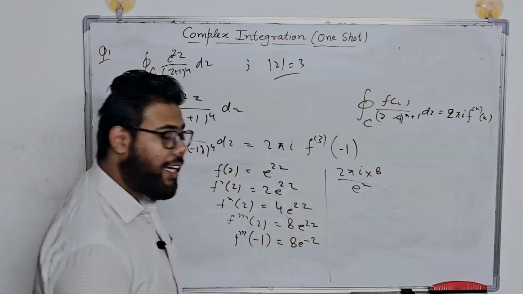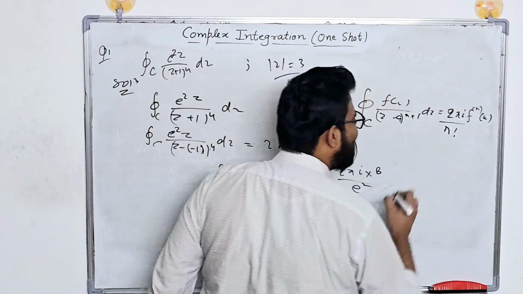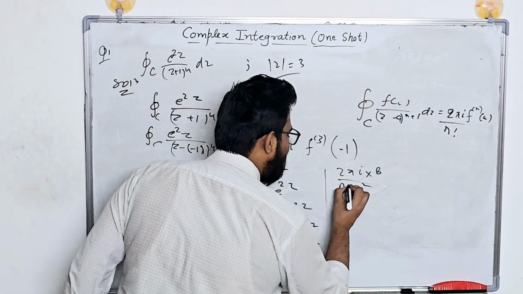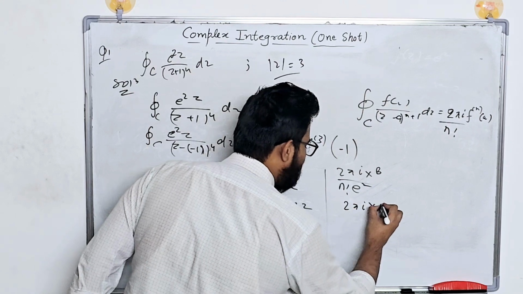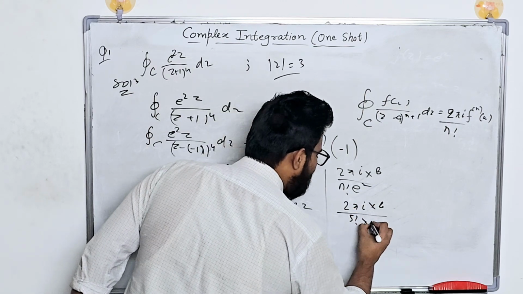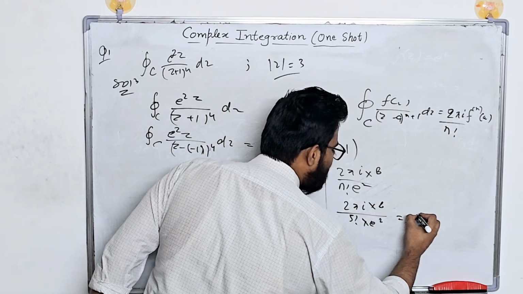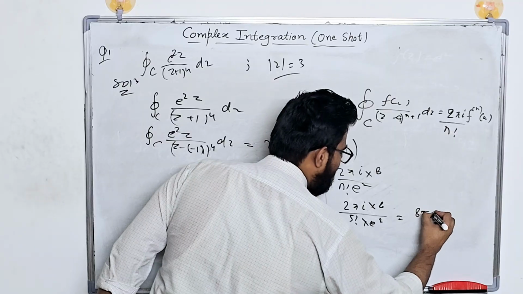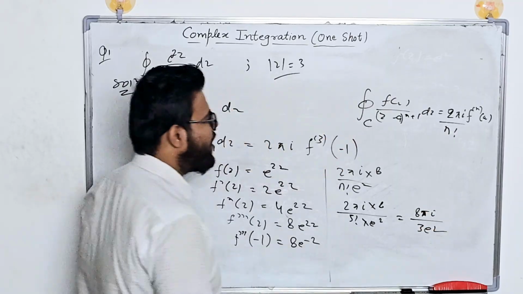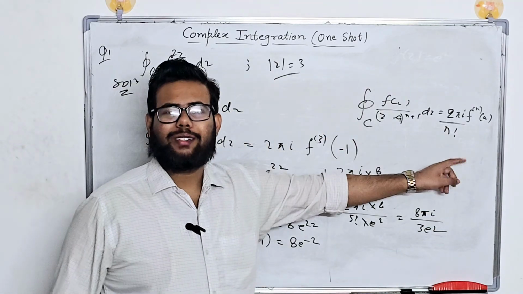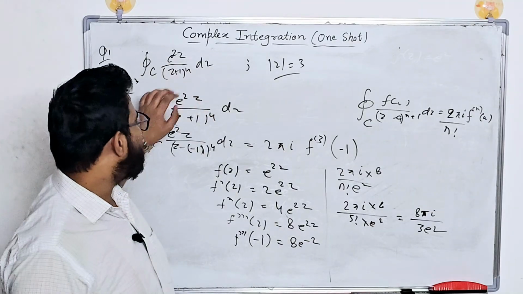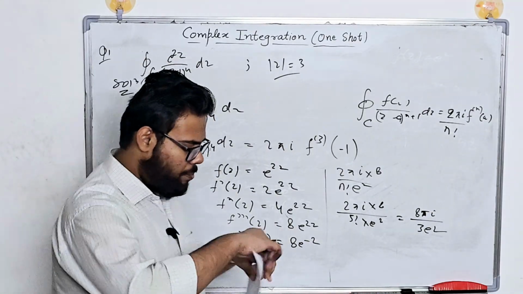That's it. And one more thing, there was an n factorial also. So with n factorial, it is 2 pi i into 8 divided by 3 factorial into e square, which is equal to 8 pi i divided by 3 e square, right? That's it. There was an n factorial also in the denominator. Okay, so let's move to the next topic now, power series.